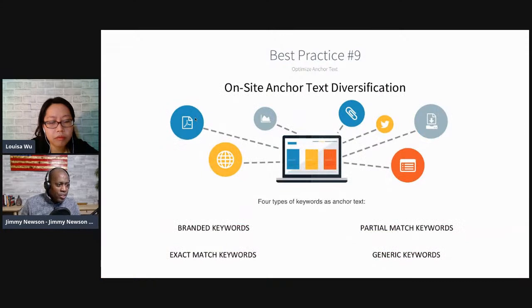I'm going to go a little bit faster. The 4 different types of anchor text are branded keywords, that's your brand name; exact match keywords, those are keywords around your actual services or products; partial match keywords, that's where you might be mixing words up; and generic keywords. Generic keywords are like click here, read more, things like that. They are not specific to what you're doing, but you're allowing them to move further into your website.